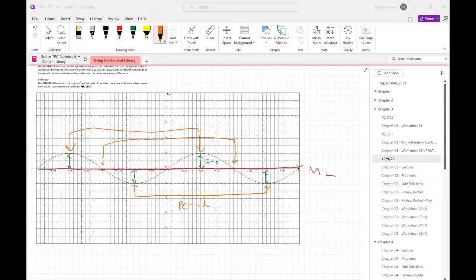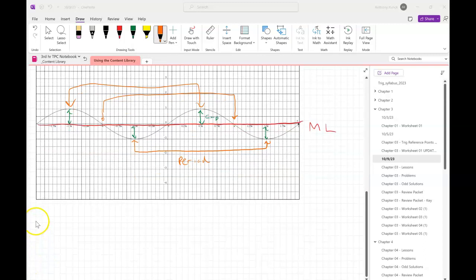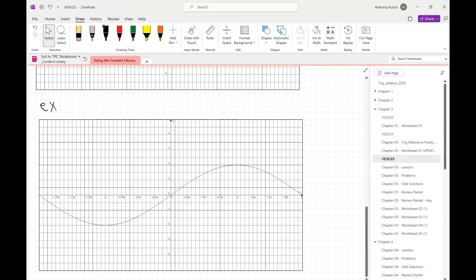So let's keep that in mind and work through an example of how to do this. Let's take a graph and try to figure out what's going on.